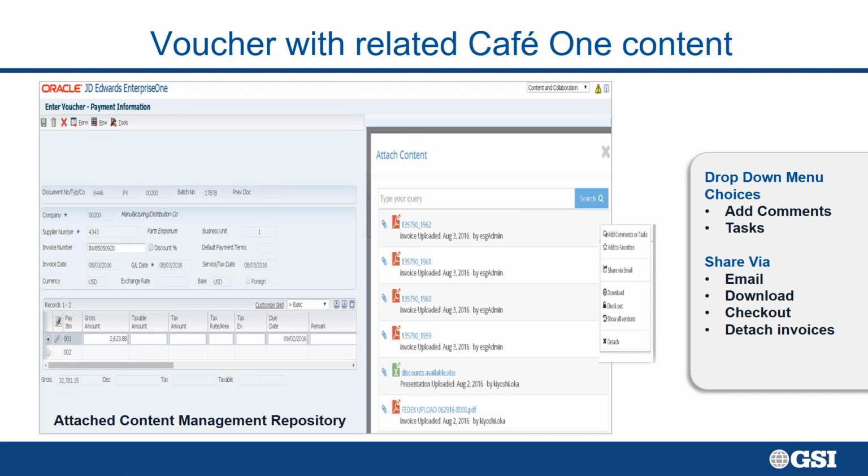So Canon's a great believer in transparency. We like to see comments everywhere we go, and we provide that capability for users to add comments at any point in time, and those comments follow that invoice through the entire process, where they would now be seen right here within the voucher screen within JD Edwards. You can share this information, by the way, by either emailing it, downloading it, checking it out, or detaching invoices. The content repository in which these documents are stored has date and timestamp capability, as well as version control.